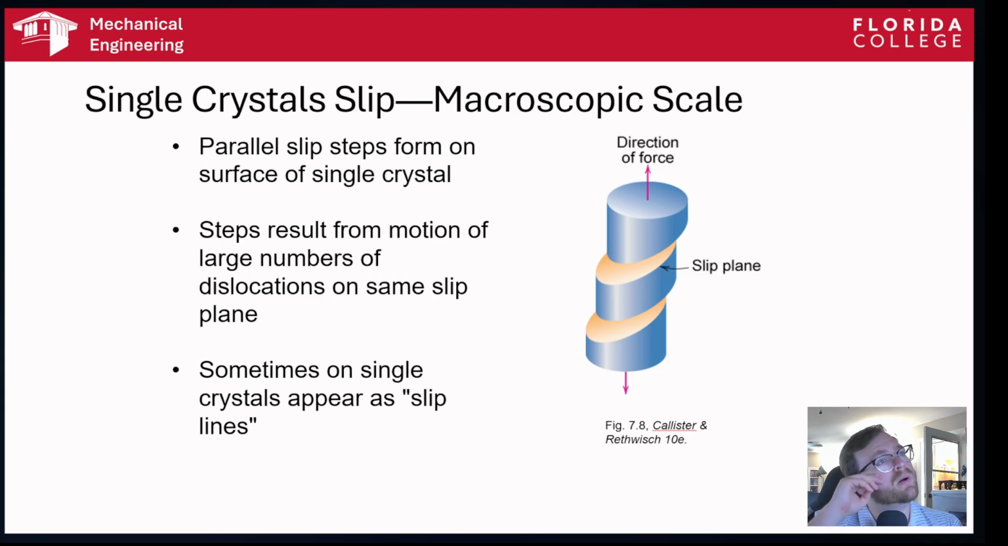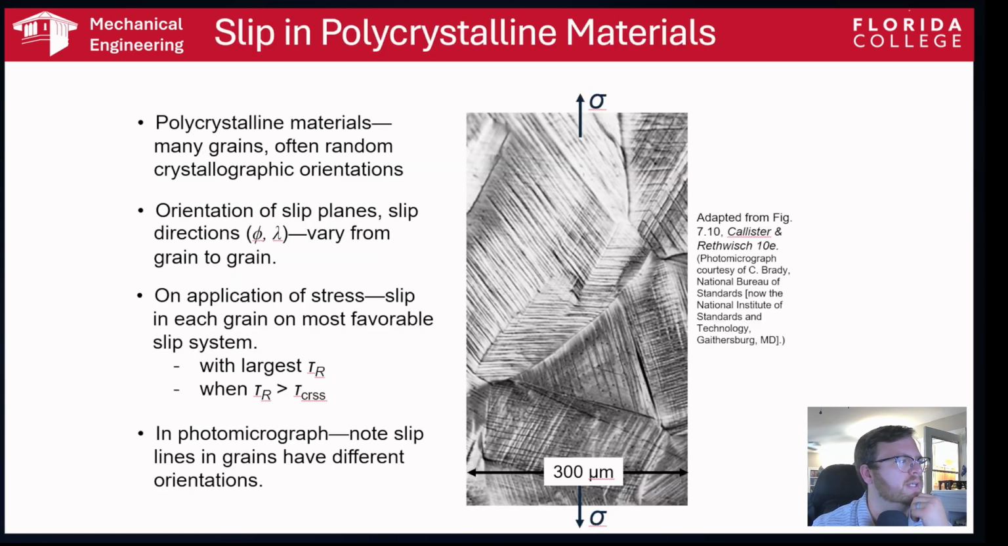Okay, so on the macroscopic scale, of course, we have multiple slip planes that can occur. Even the same slip plane can occur in multiple places, right? So you can have parallel slip steps that form on the surface of a single crystal. In fact, this happens all the time. The steps result from motion of large numbers of dislocations, hundreds of thousands, if not millions of dislocations present in the material on the same slip plane. And sometimes on single crystals, these appear as slip lines.